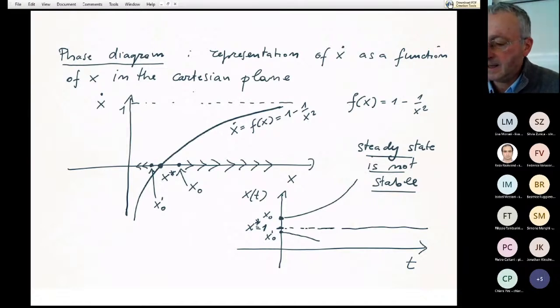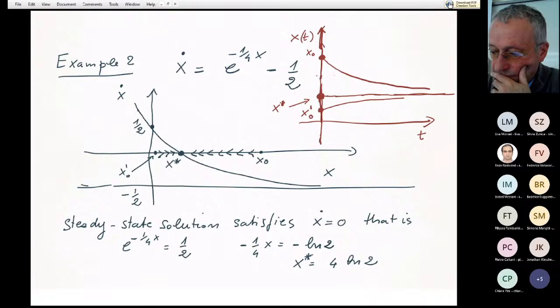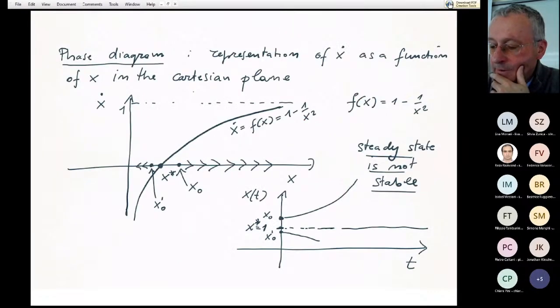So I hope now it is clear what qualitative analysis can do, because in principle, here we don't have any control over the parameters of a linear equation, right? Because it's not linear, so how can we understand whether the steady state is stable or not? Now, here is another example. I mean, is this clear enough?